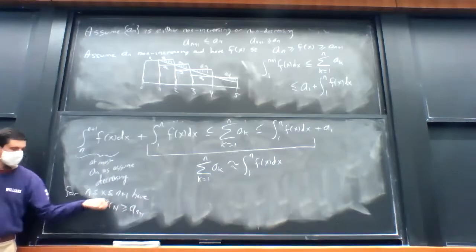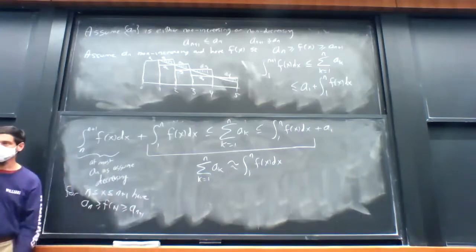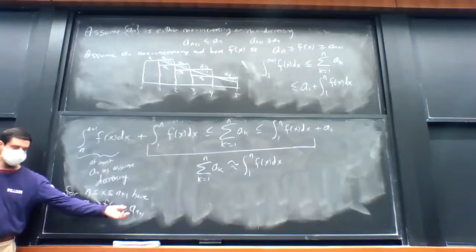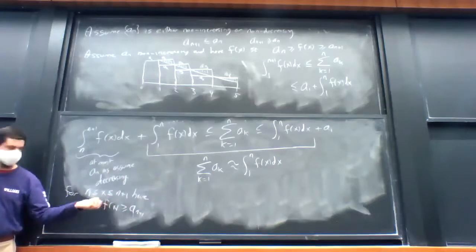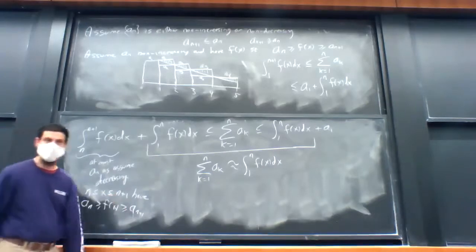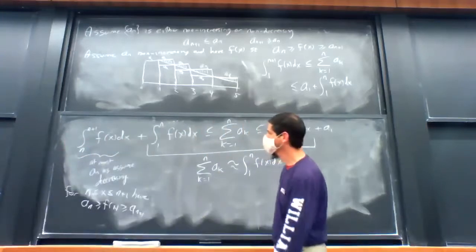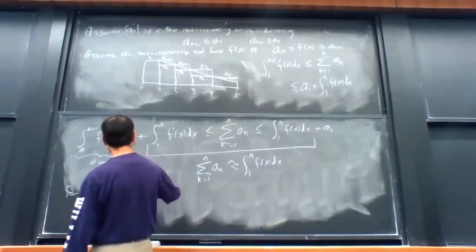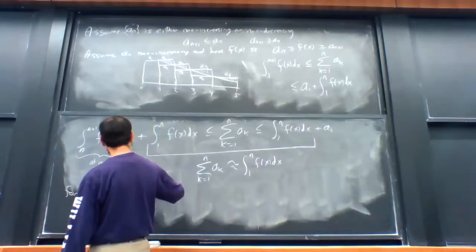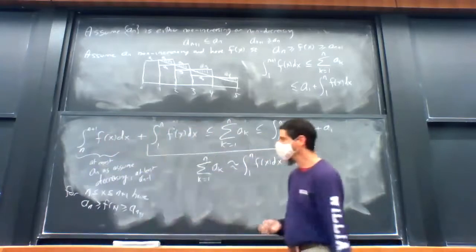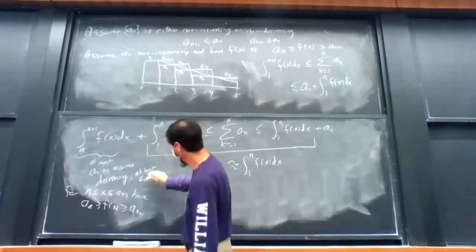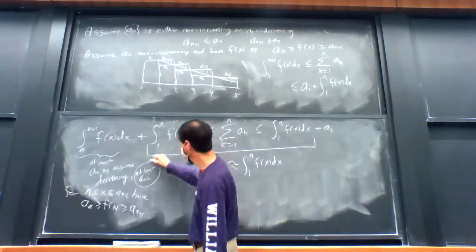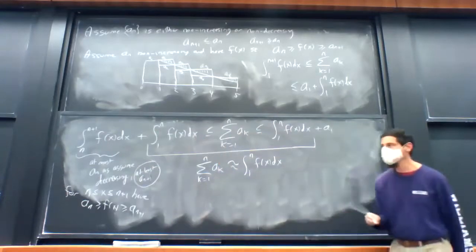Or at least, you could actually allow f to have some oscillation. That would be fine. But you still just need a_n is always greater than or equal to f, and a_{n+1} is always less than or equal to f on these intervals. So as x goes from n to n plus 1, a_n is an upper bound, a_{n+1} is the lower bound. So if we wanted a lower bound, that's what we would use. It's at least a_{n+1}.